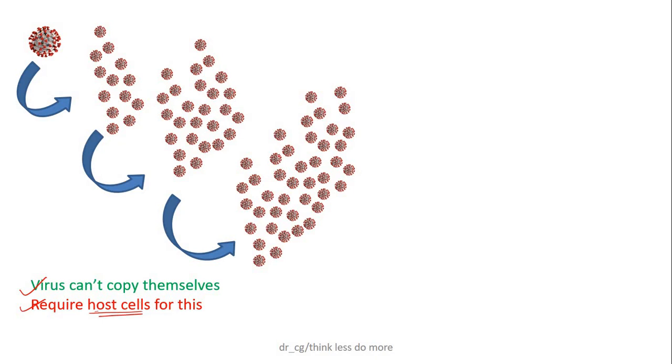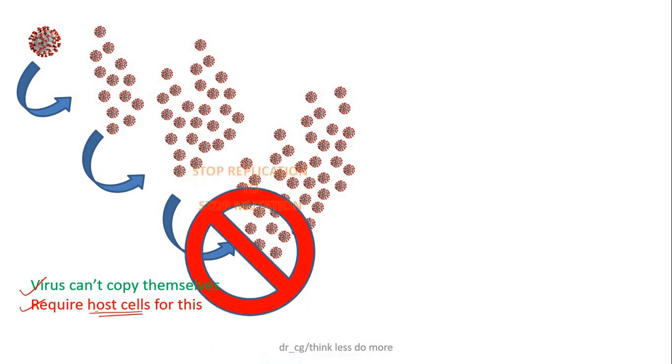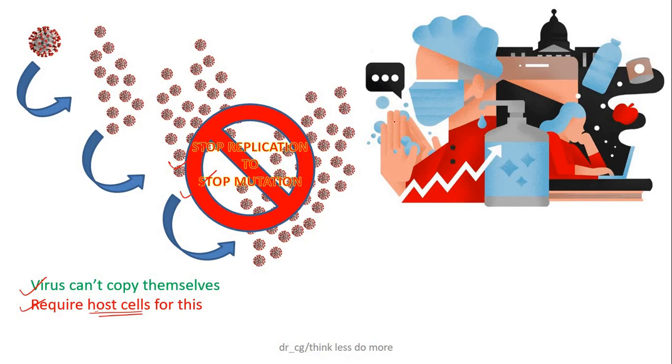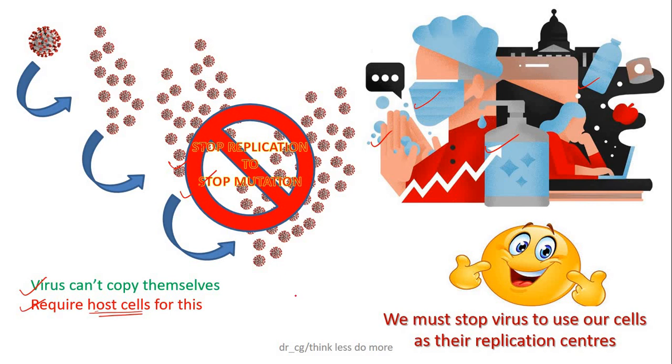So it is easy to understand that if we can reduce the copying process, meaning if we can reduce viral replication, the chances of occurrence of natural mutations can be hampered. And it can be done very easily. Just maintain social distancing, wear a mask, strengthen our immunity and get vaccinated. Simply, we must not provide our human cells to the viruses to use as their replication centers.